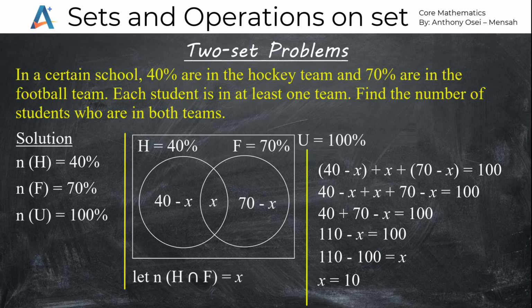That means those who played both hockey and football will be 10. So the students who took part in both sporting activities will be 10. So we can say therefore the number of hockey intersection football is equal to 10. So we have found the number of students who are in both teams: 10 students in both teams. Thank you.